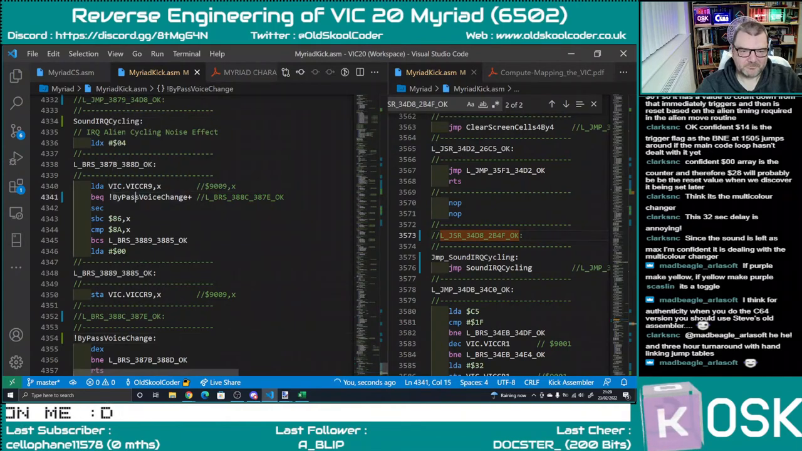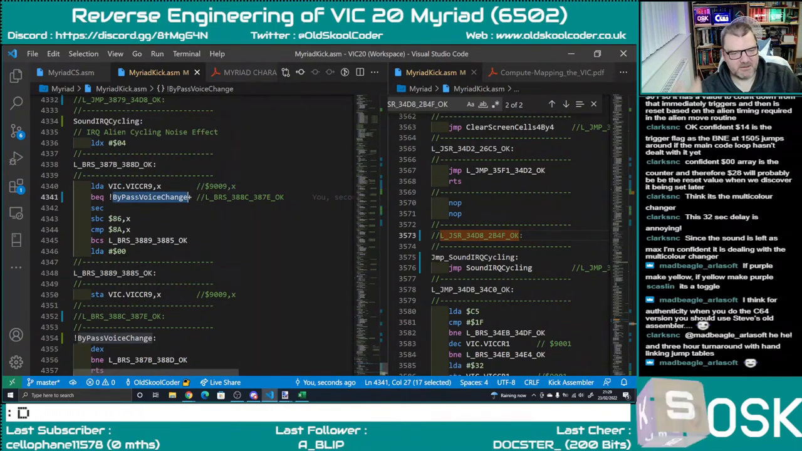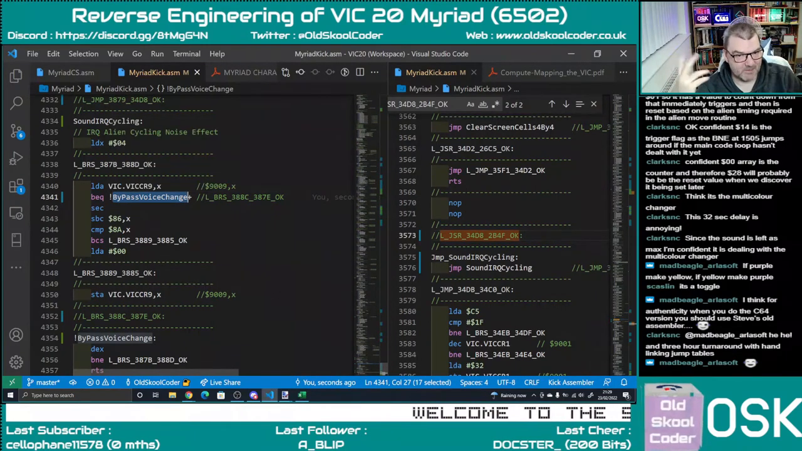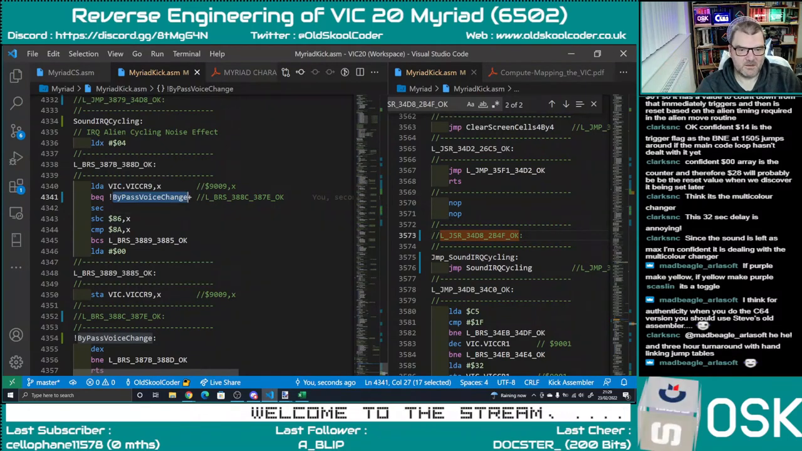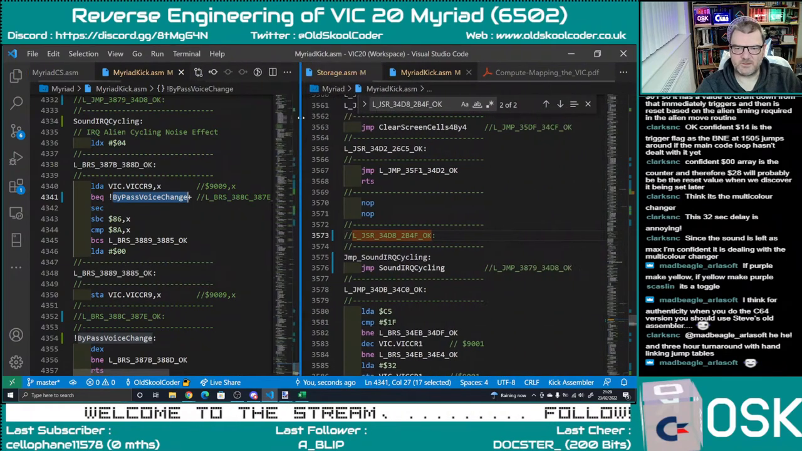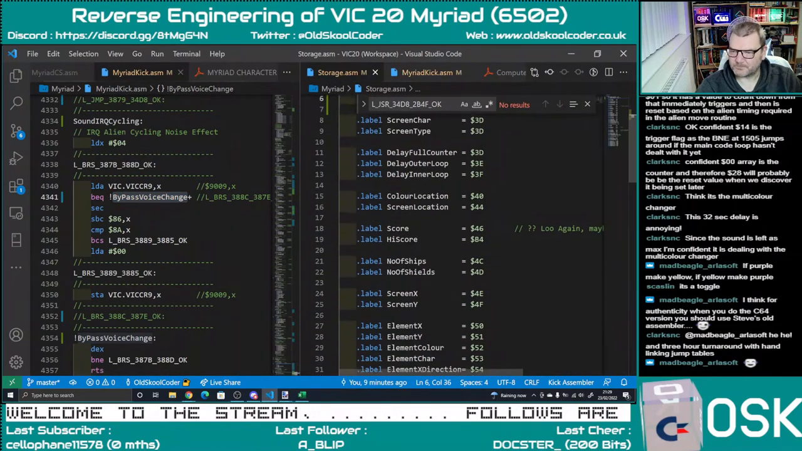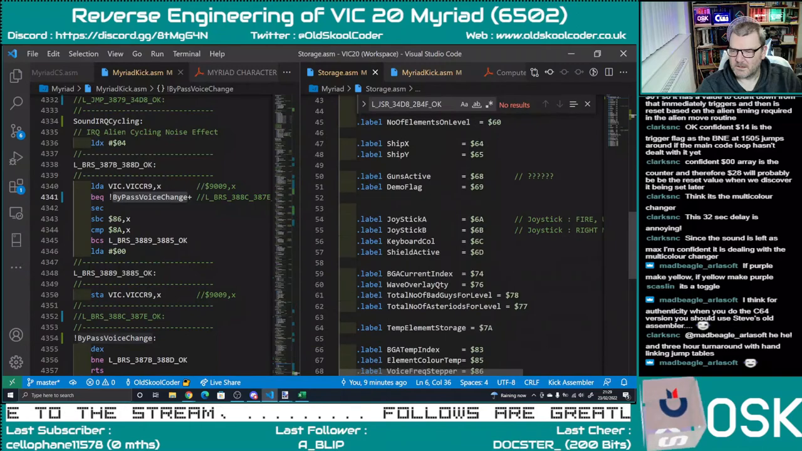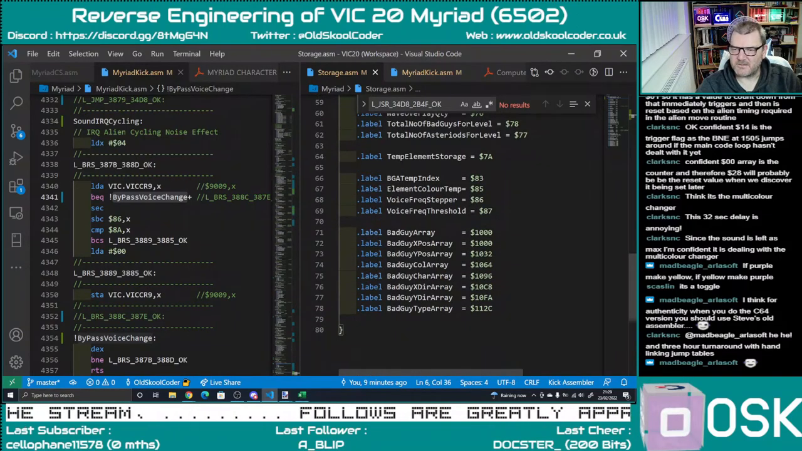Right, so if it's not equal to zero, so there's still a frequency in the voice, it's going to work on it. But if it is zero, it means the voice has been shut off, so it's not going to do anything. So here we are now. I've got these variables all mapped out, haven't I? So here is frequency stepper.